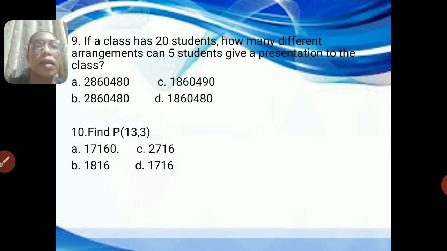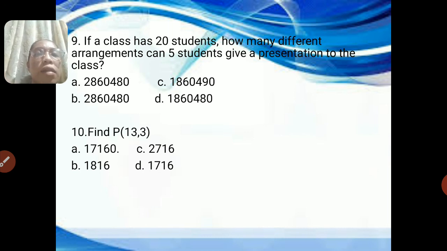And number 9. If the class has 20 students, how many different arrangements can 5 students give a presentation to the class? A, 2,860,480. B, 2,860,480. C, 1,860,490. D, 1,860,480.